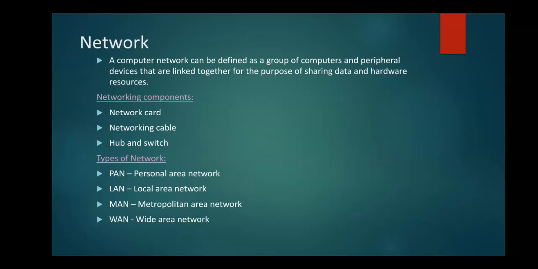Today we will review the chapter Networking. Networking means a computer network, in which computers and peripheral devices are connected together for the purpose of sharing data and hardware resources. All the computers can communicate with each other as well as work independently. All the computers within a network are called nodes.